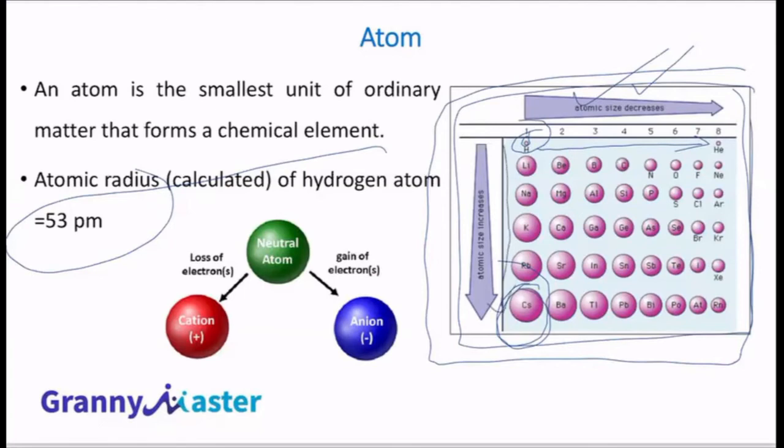You have learned in school why it is decreasing and why it is increasing. So if you carefully see the periodic table, from left to right in a period, size is decreasing, and from top to bottom, size is increasing.